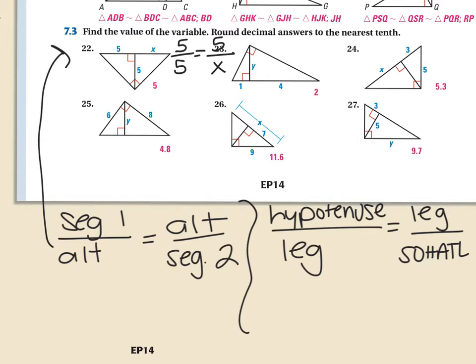But you would use that one for 22, and 23 is also, so that would be segment 1, or 1 over y would equal y over 4. And then cross multiply, and in that case you'd square root. You're going to cross multiply and divide, or cross multiply and square root. And then hypotenuse over leg would be for all the other ones. Well, not 25, that's this one. Segment of the hypotenuse adjacent to the leg.